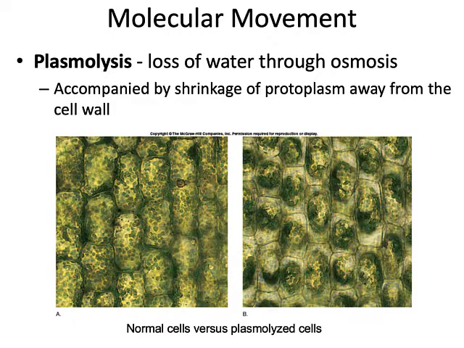Now, when plants lose their water through osmosis, we call this plasmolysis. And plasmolyzed cells are not happy cells because the protoplasm shrinks away from the cell wall.